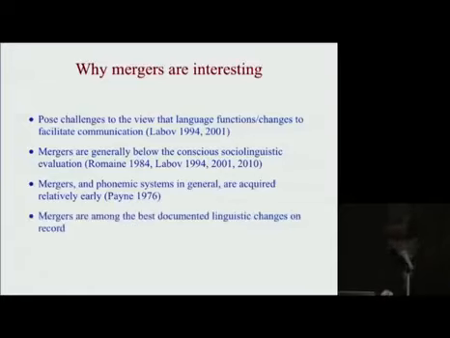And as I said, mergers are among the best documented changes on record. Reversals of mergers are extremely rare, if they ever happen at all. Okay, very often you see an area where two vowels merged into one. You rarely see a case of an area that at one time had two vowels merged into one and then go back to two. That, as far as we know, rarely, if ever, happens. We'd like to account for that.